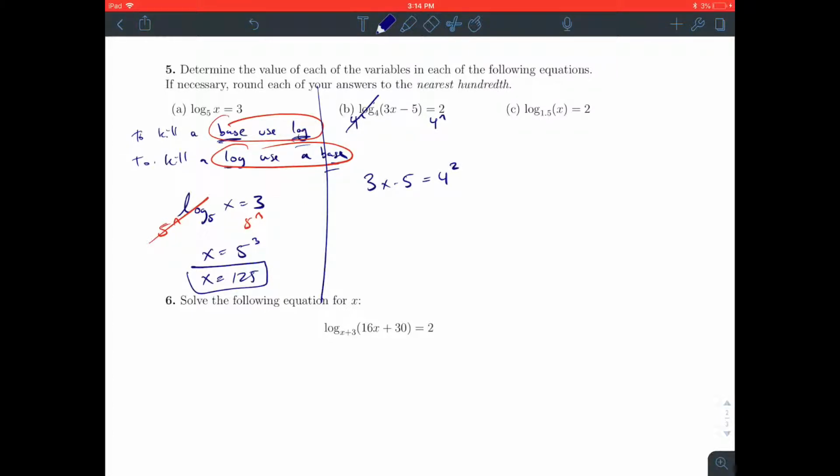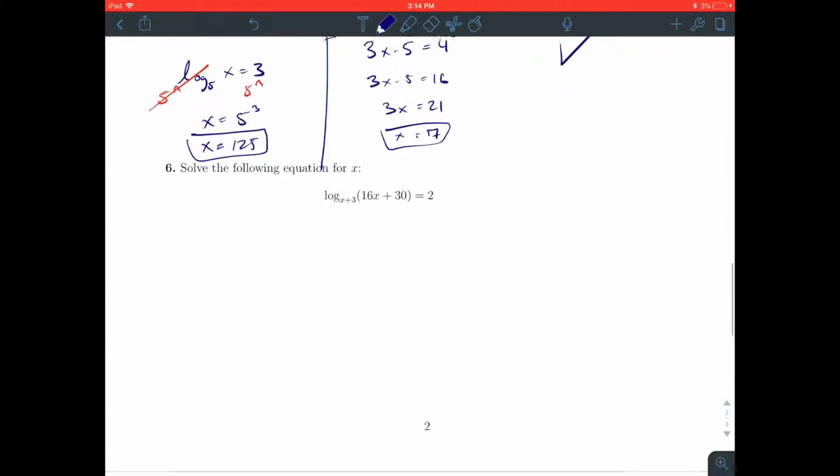That gives us 3x minus 5 equals 4 to the second, so 3x minus 5 equals 16. 3x is equal to 21, so x is equal to 7. Great. I think you can figure out problem C on your own.